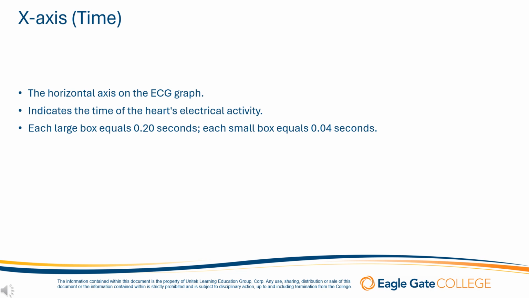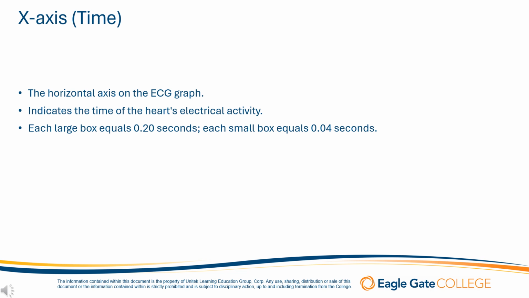The x-axis on the ECG graph is the horizontal axis. It measures time, specifically the duration of electrical events in the heart. This axis helps us to track how long it takes for electrical impulses to travel through the different parts of the heart. This allows us to see the timing of the heart's electrical activity. When we observe the ECG graph, we can see how the electrical impulses move through the heart's conduction system, starting from the SA node, passing through the AV node, and traveling through the ventricles.